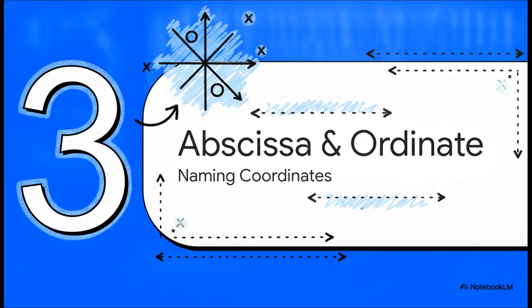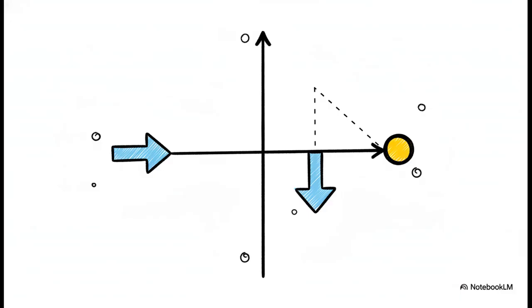Section 3. Coordinates, abscissa, and ordinate. Let's talk terminology. When mathematicians look at an ordered pair, like (x, y), they use some specific fancy names, but it's actually super simple to remember. The horizontal x-coordinate is called the abscissa, and the vertical y-coordinate is called the ordinate. Put them together, and you've got your coordinates.